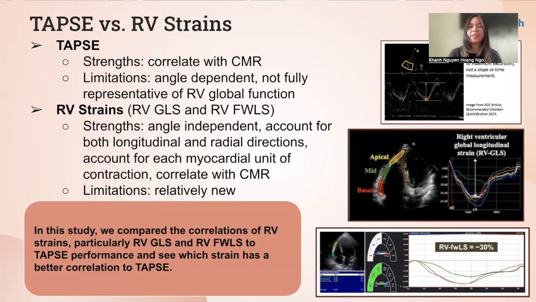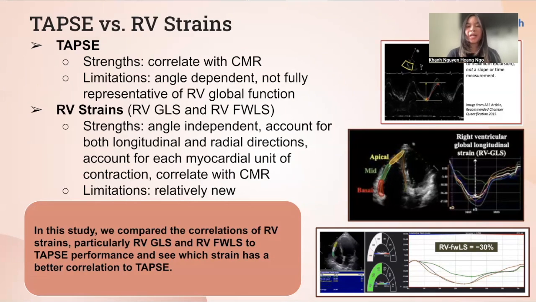Some strengths of TAPSE, and why it's a very conventional and widely used method right now, is because it correlates really well with CMR. However, there are also a lot of limitations that research has identified. One is that it's very angle dependent. Another limitation of TAPSE is it's not fully representative of RV global function, and it mainly reflects the longitudinal function, which does not capture the full complexity of the RV geometry.